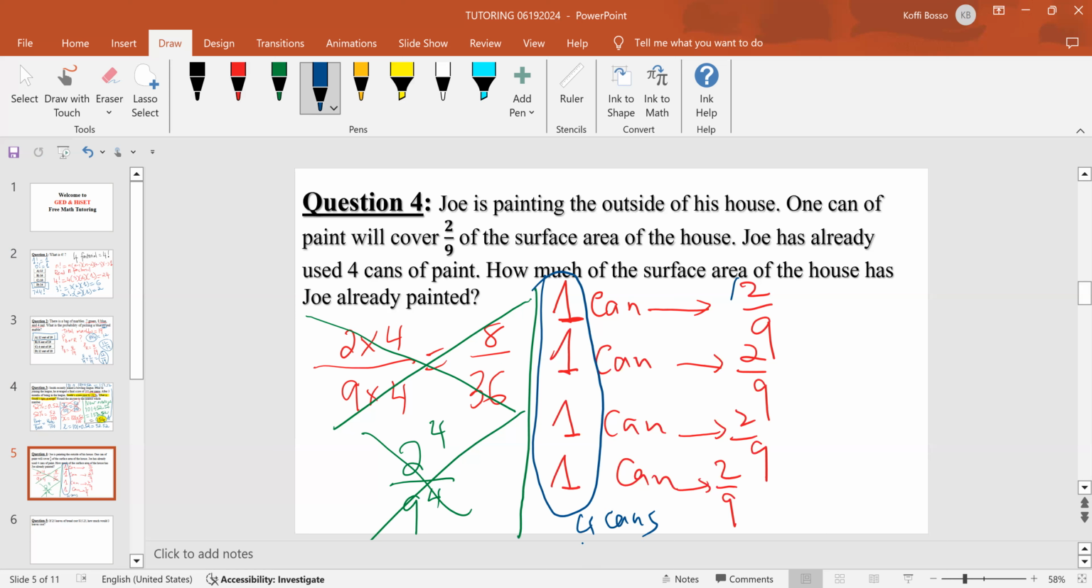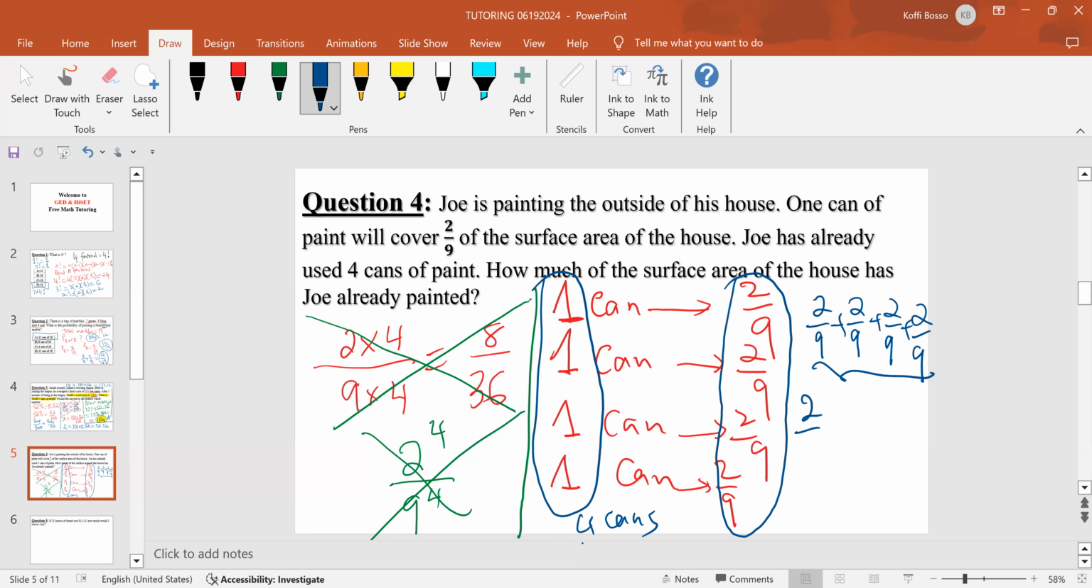Now in total here, the surface area painted is what? 2/9 plus 2/9 plus 2/9 plus 2/9. If you add all of this, we add 2, 2, 2, 2. We add the numerator only. We don't add the denominator. So the numerator only, which is going to be 8 over 9.